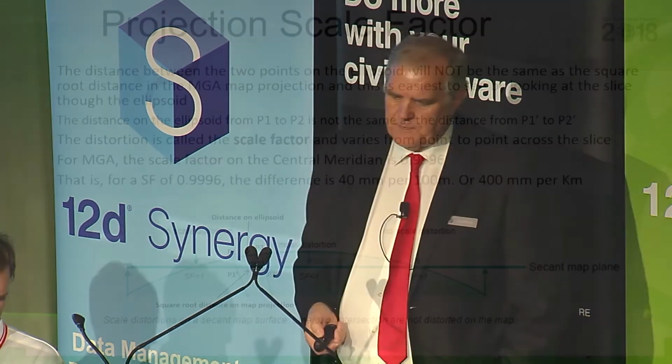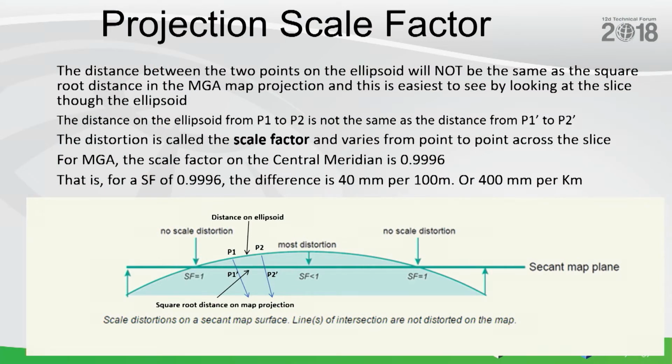So that's for these MGA coordinates. The central meridian, which is Brisbane, is this 0.9996. Now you might think that doesn't make very much difference, but it works out about 40 millimetres per 100 metres. So if you're asked to do things to a millimetre accuracy, if you don't worry about the scale factor, you'll be screwed, because you're at about 400 millimetres per kilometre. Not much for some people, but when you're asked for millimetre accuracy, it's important.